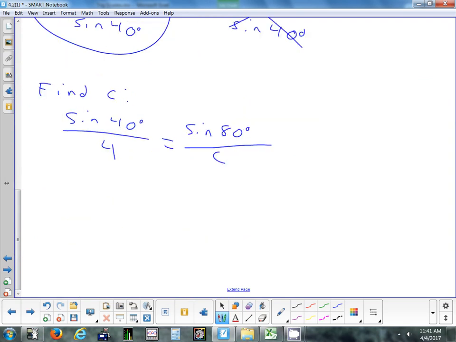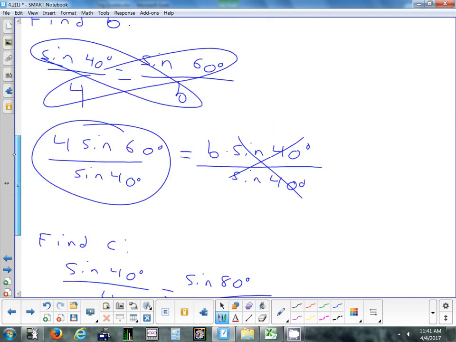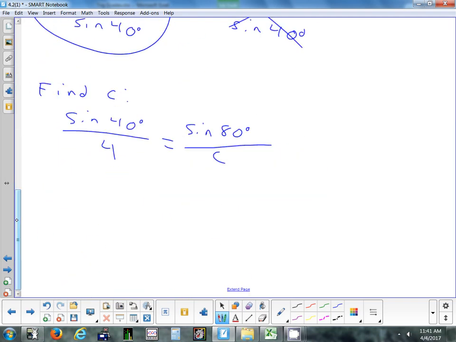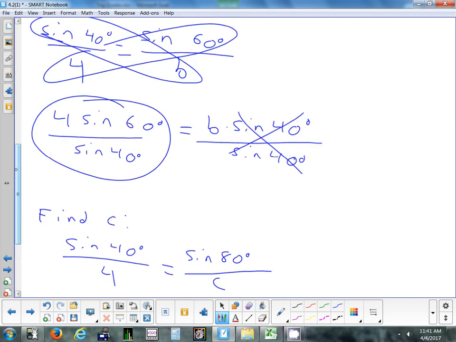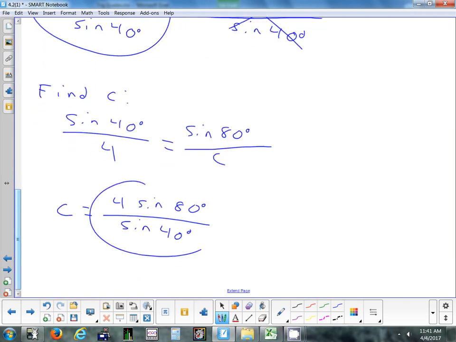Now, you don't have to show me the cross multiply step like I did right here. If you just want to jump to the final answer, that's fine. When you cross multiply, it's going to be 4 sine 80. Then you would have to divide by sine 40 to get C by itself. It's exactly what we did in the last problem. We had to divide by the sine 40. It's the same thing, just a different angle right there. Okay, so you cross multiply, solve for C, and that's your answer for C.